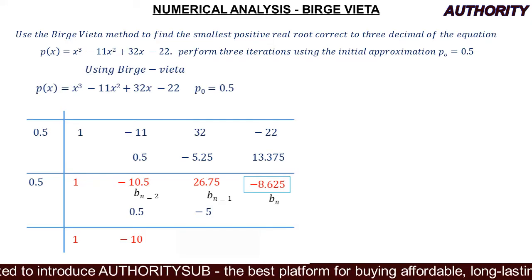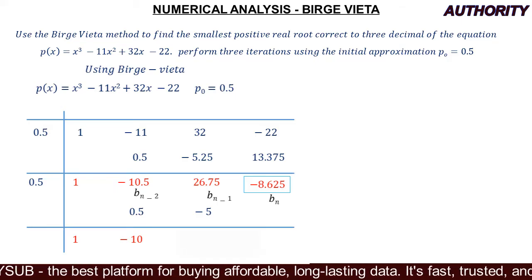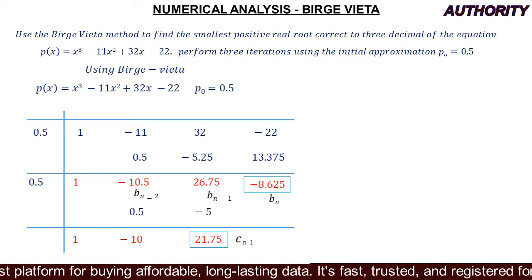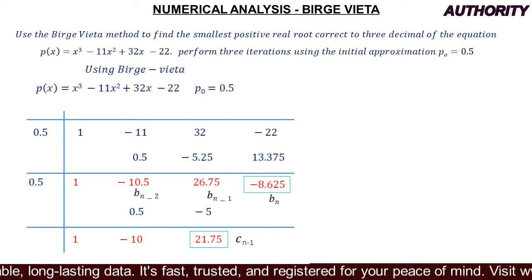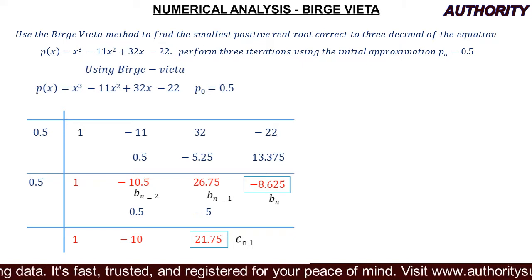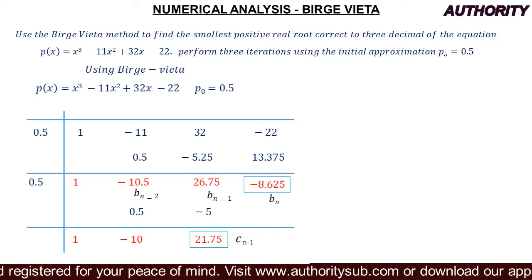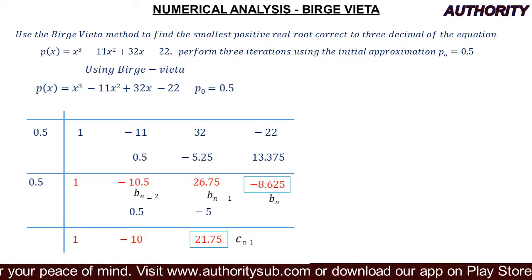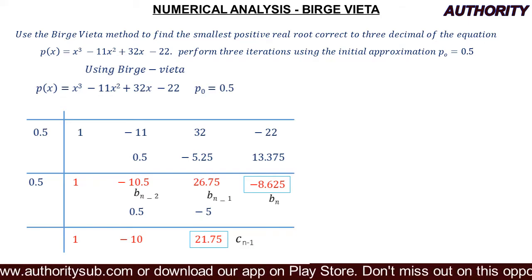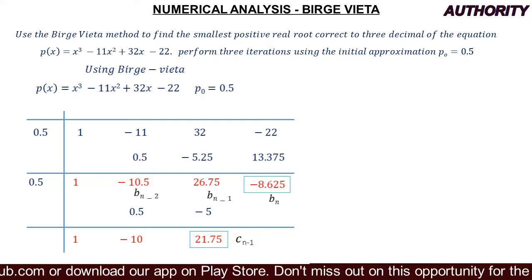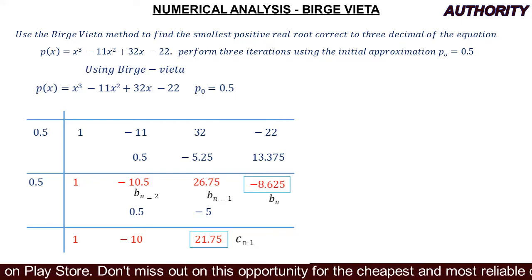So this minus 5 plus what we have up there, which is 26.75, is going to give us 21.75. If we perform it again, it's going to get to the end, and the next operation must not get to the end. Are we together? So we are going to stop here. This 21.75, we're going to call it our Cn minus 1.